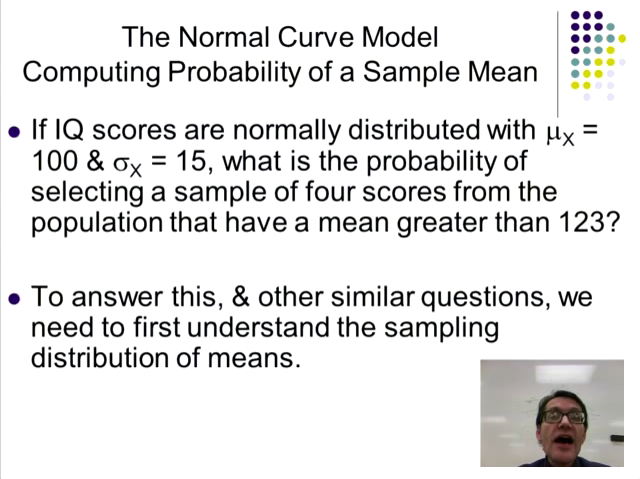So now, check this out. The normal curve, try this one. If IQ scores are normally distributed with a mu of 100 and a sigma of 15, what is the probability of selecting a sample of 4 scores from the population that have a mean greater than 123? Wow. We don't know how to do that. So we are stopping on that today.